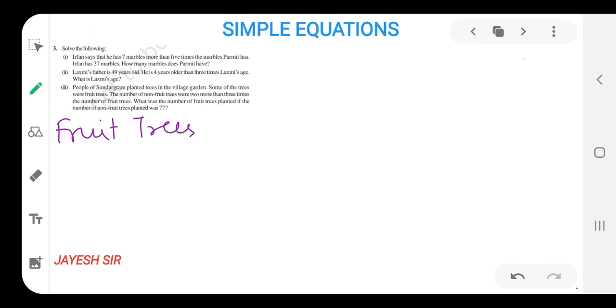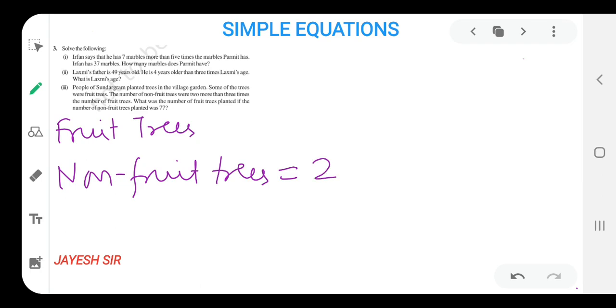The non-fruit trees were also there. The number of non-fruit trees is, now non-fruit trees means equals sign would be there, 2 more than, that means plus 2 more than 3 times the number of fruit trees. Let us assume the value of fruit trees is x. The number of non-fruit trees was 2 more than 3 times the fruit trees. That means 3x.